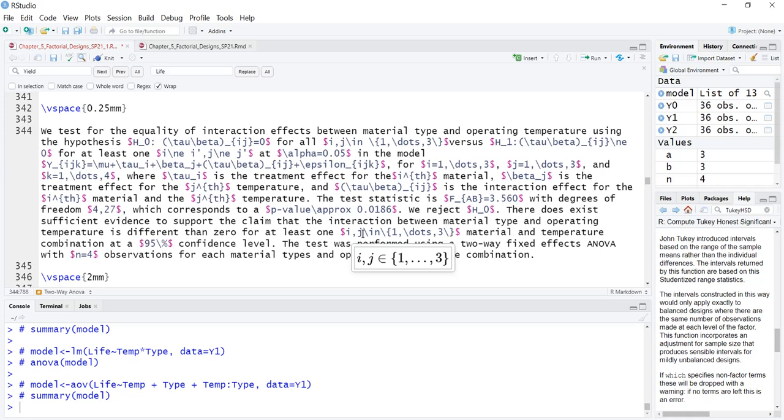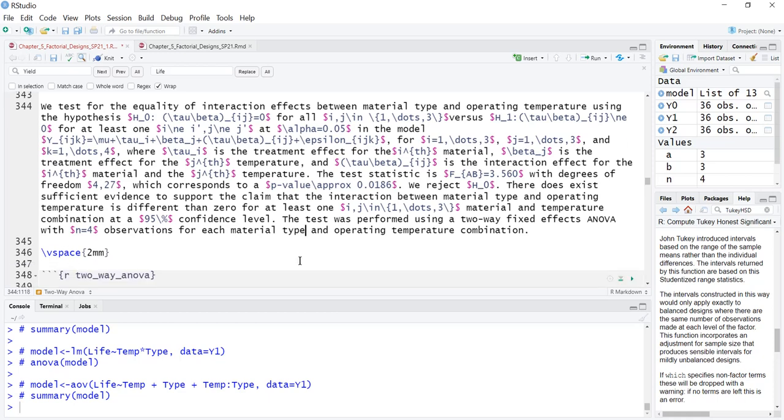Since they're the same, I can do it this way. If A was 3 and B was 4, I'd have to say i in 1, 2, 3 and j in 1, 2, 3, 4. Okay, so I'd have to say it separately. But in this case, little a is equal to 3 and little b is equal to 3, so I can combine them. Okay, so for the ij material combination at a 95% confidence level, the test was performed using a two-way fixed effects ANOVA with n equals 4 observations in each material type and operating temperature combination.